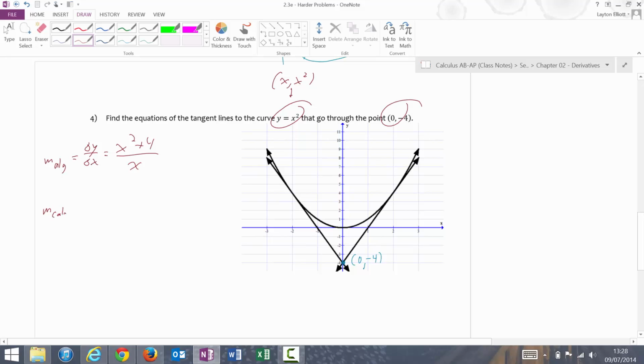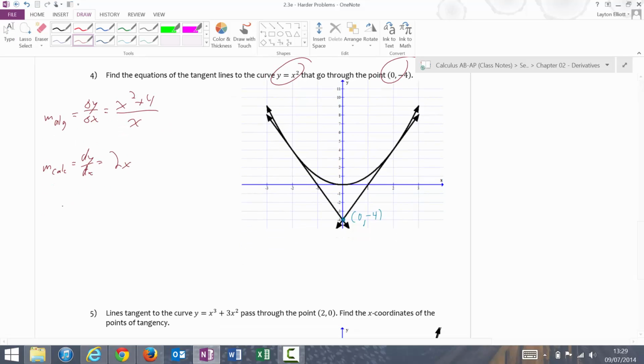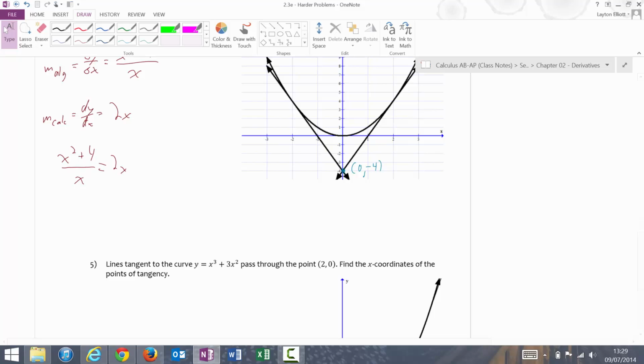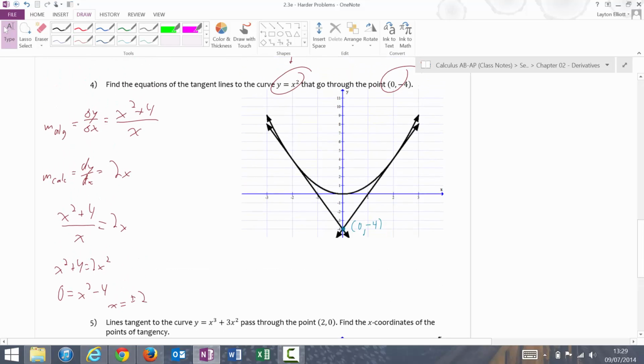Furthermore, if I wanted to find the slope with calculus, I know that we just do dy/dx, the first derivative, which would just be 2x. Well, these two slopes should be equal. x squared plus 4 over x equals 2x. Do a cross product: x squared plus 4 is equal to 2x squared. Set it equal to 0, and I get x squared minus 4, which means that x has to be equal to plus or minus 2.